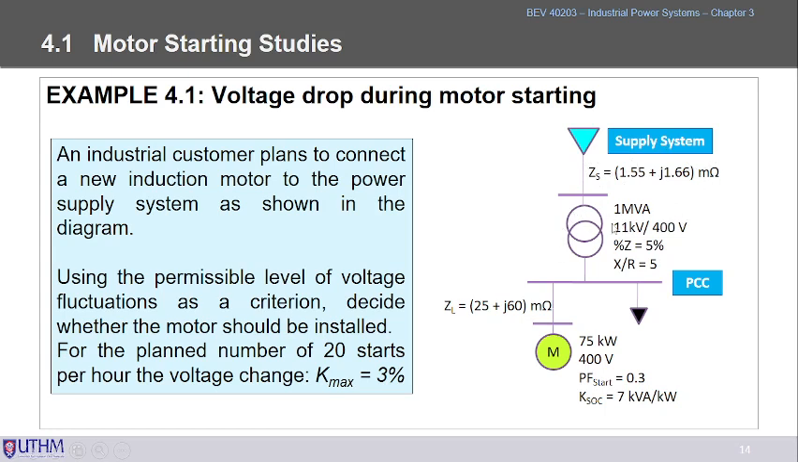Then we have the transformer to step down from 11 kV to 400 volts. The rated size is 1 MVA, the percentage impedance is 5%, and the X over R ratio is 5. So why do we need the X over R ratio? Because with this ratio, X being the reactance and R the resistance, we can know the power factor angle, because X over R is equal to tangent theta.